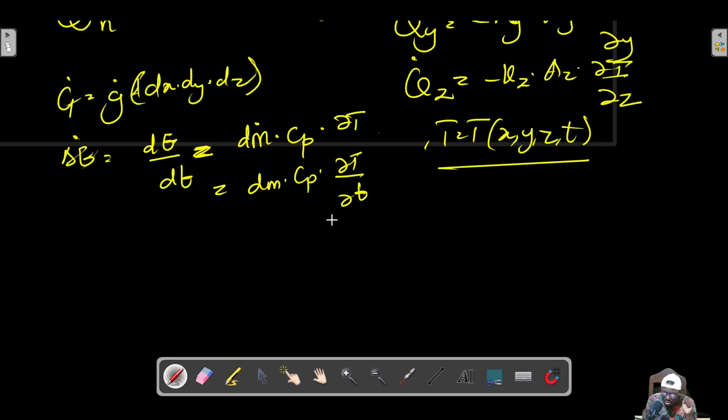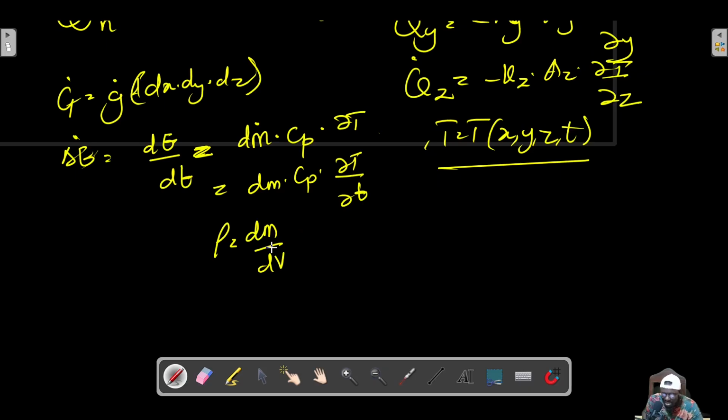But I also want to do one thing. My dm here, which is mass, can also be written as so. We said the density for that particular material is constant. Then we can say that density is equal to the mass dm over the what?